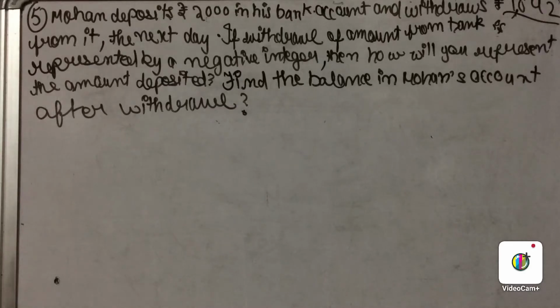So moving to our question number 5th, Mohan deposits rupees 2000 in his bank account and withdraws 1642 from it the next day. If the withdrawal of amount from his bank is represented by a negative integer, then how will you represent the amount deposited? Find the balance in Mohan's account after the withdrawal.